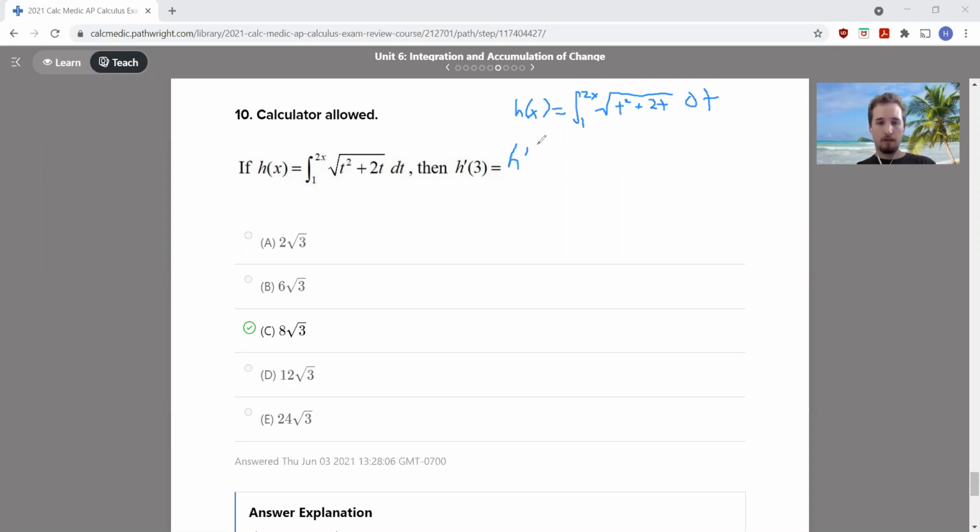So again, we're going to use the fundamental theorem of calculus. We're going to take the derivative first before plugging in 3. We always want to take the derivative first before plugging in 3, before plugging in the x value. So now, take the derivative of this entire thing from 1 to 2x.